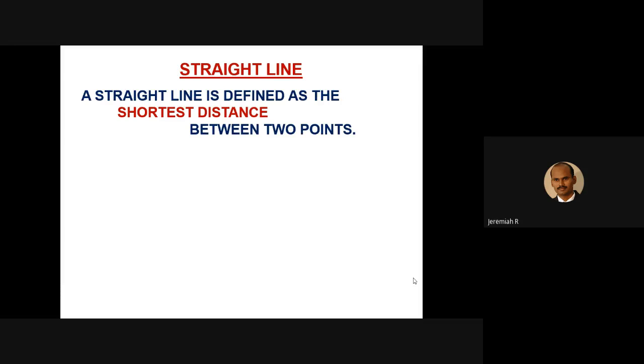A straight line is defined as the shortest distance between 2 points. If you take a straight line, this is the shortest distance between 2 points. So this is a straight line, and you may label it A, B, or P, Q, something like that.